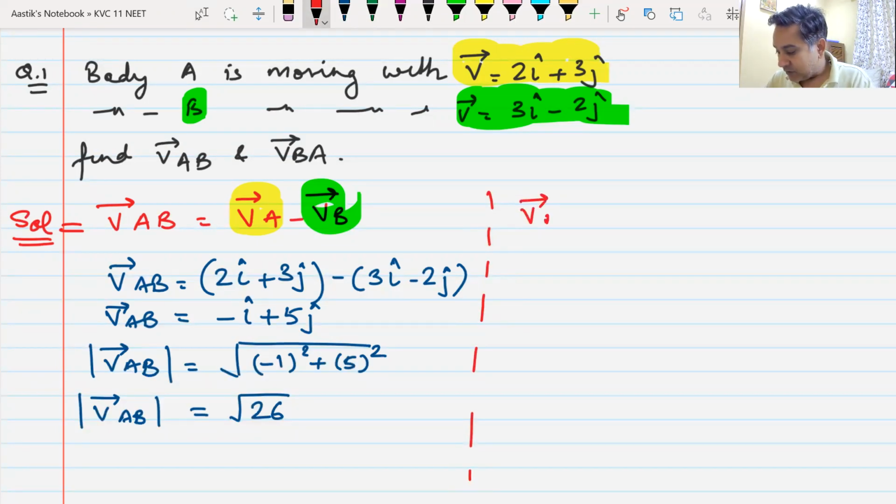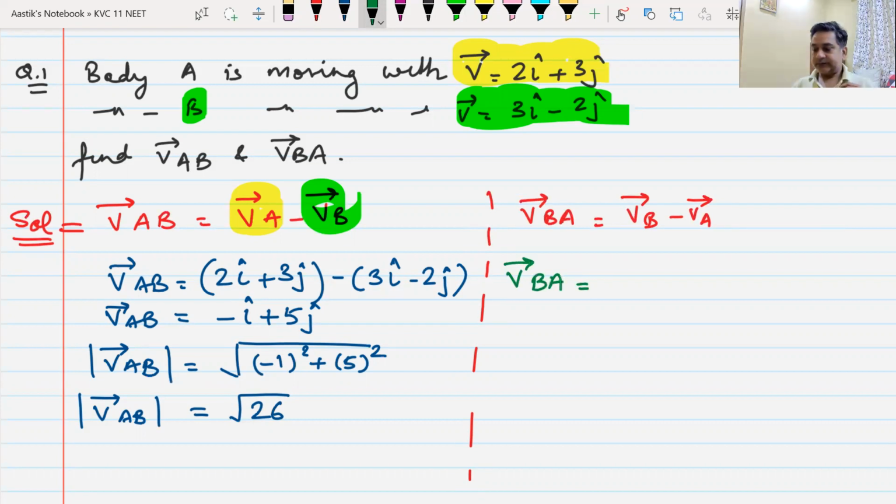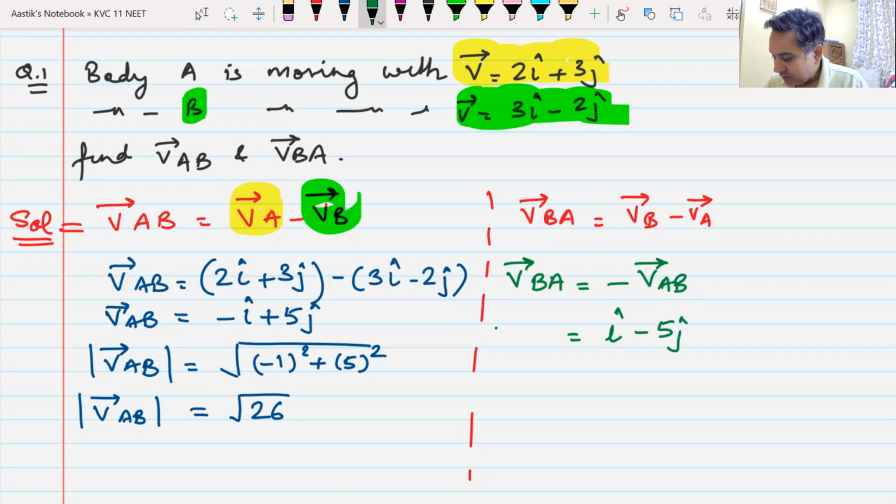If you had to find the velocity of B with respect to A, you had to do the reverse of it, velocity of B minus velocity of A, but probably you understand that you don't have to do it. You can straight away tell me the answer. What will be the velocity of B with respect to A? It will be the negative of the velocity of A with respect to B. Yes or no? So the answer in that case will be i minus 5j.